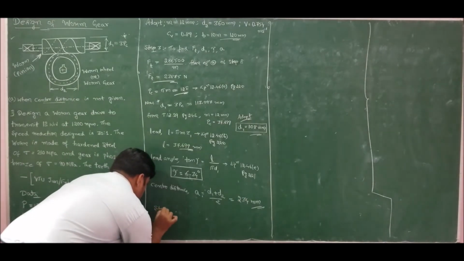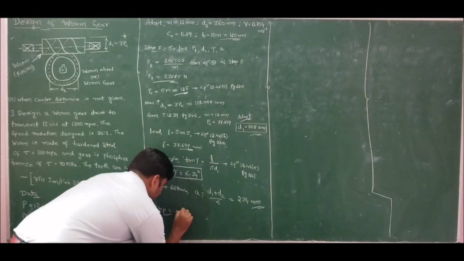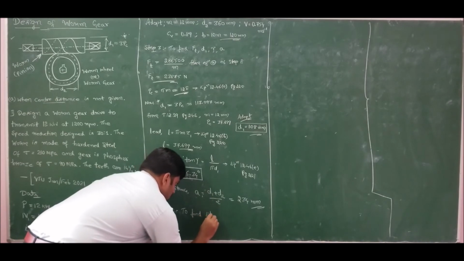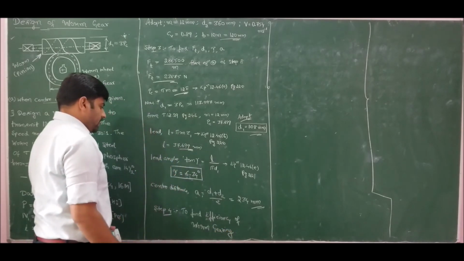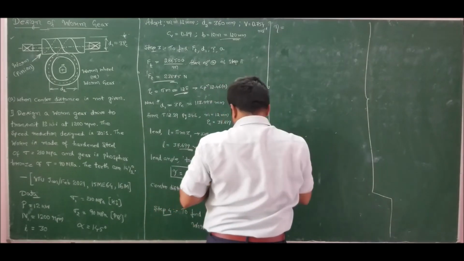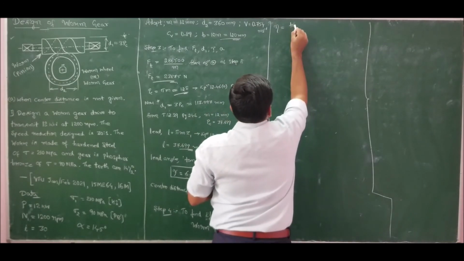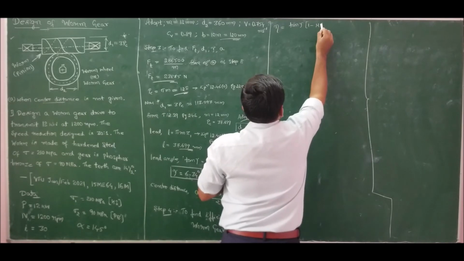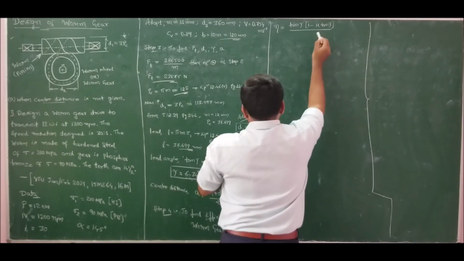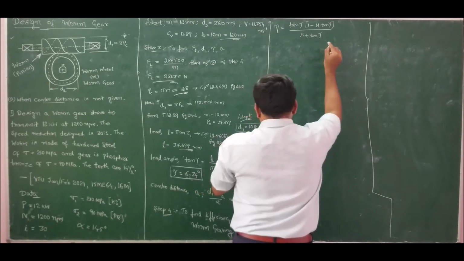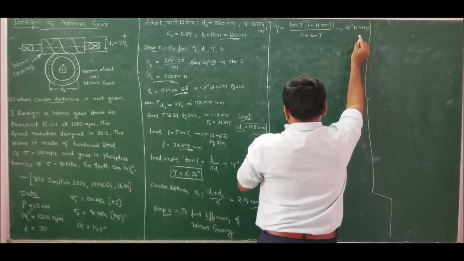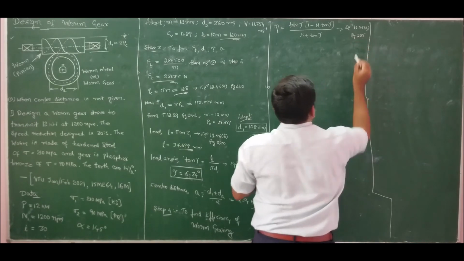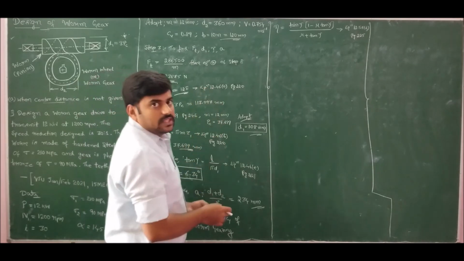Efficiency of worm gearing. To find the efficiency of worm gearing, the efficiency of the worm gearing system is given by eta equal to tan gamma (1 minus mu tan gamma) divided by (mu plus tan gamma). This is from equation 12.57d, page 225.